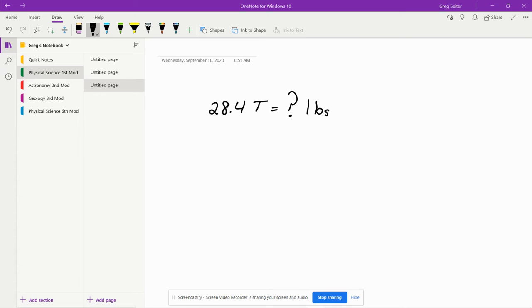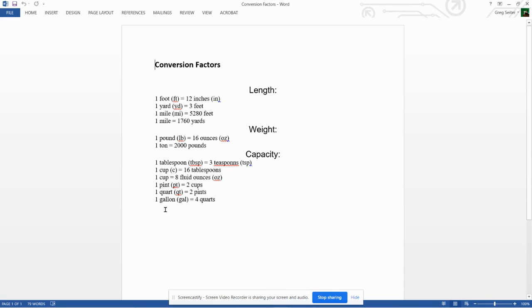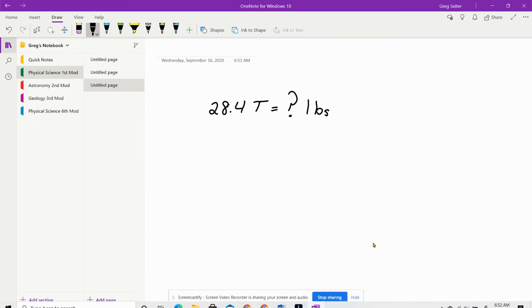All right. Let's get our conversion factor. 1 ton is 2,000 pounds. That's our conversion factor. So 1 ton equals 2,000 pounds. Then we're going to make our fraction.